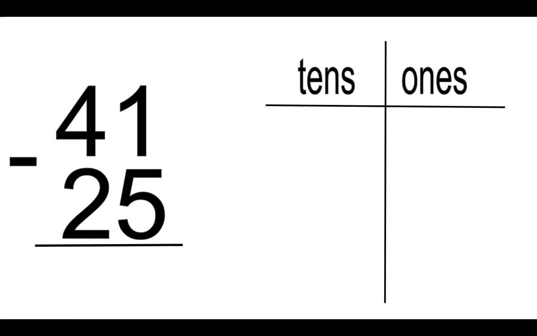How many tens do we have? 40. 1, 2, 3, 4. How many ones do I have? 1. Now it says we're going to take away 25. I am not going to draw out 25 because I don't want to combine them. I want to take 25 away.